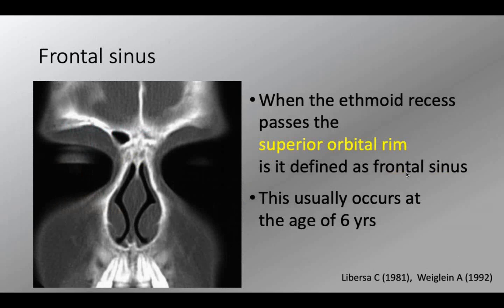The frontal sinus is the last sinus to develop. Actually, it's the ethmoid sinuses that go into the frontal bone. And first, when the ethmoid recess passes the superior orbital rim, is it defined as a frontal sinus. And this usually occurs at the age of 6 years.